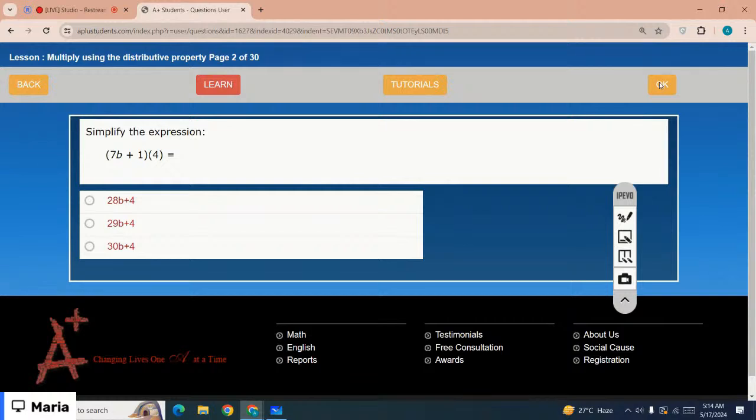7 times 4 is 28 and 4 times 1 is 4. Yes, that is option number 1. 28b plus 4 is the correct option.